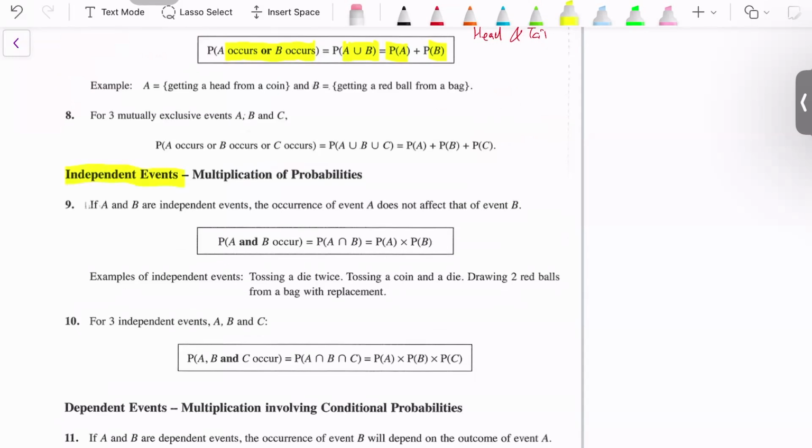It means that, for example, we toss the coin twice. What is the probability of you getting both heads? Ultimately, for both events, you tossing it the first time and you tossing it the second time, whatever result we have in the first time does not affect whatever result we have in the second time.